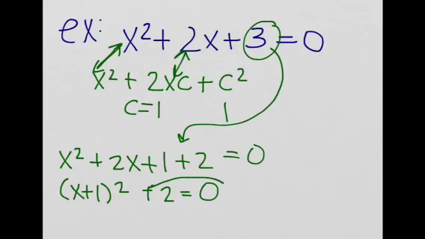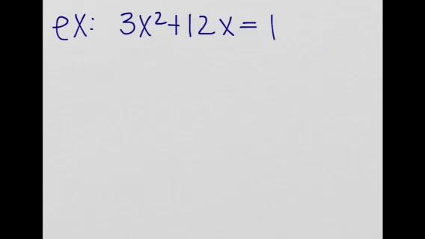And then we bring the 2 to the other side, so we know that (x plus 1) squared is equal to negative 2. But can a square ever be negative? No. So there are no real number solutions to this problem. So basically, completing the square is just another way to solve the quadratic equation. Okay, let's try another example just to make sure we understand.